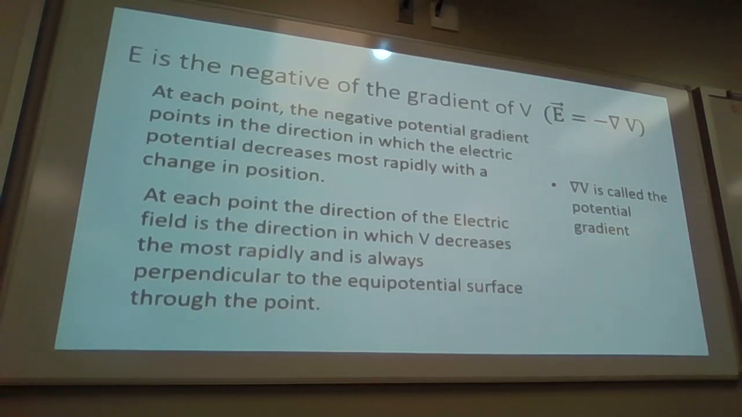So when we find the electric field, it is the negative gradient of electric potential. You don't have to know this. I mean, you can write it down if you want to. This will help you in college. This is not going to help you for the AP exam.